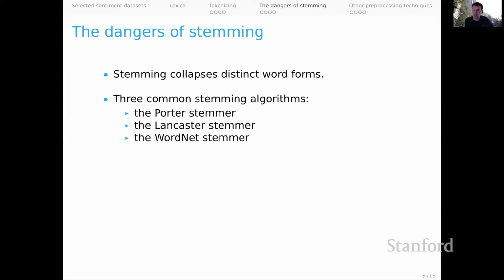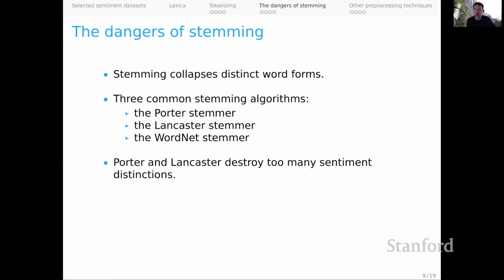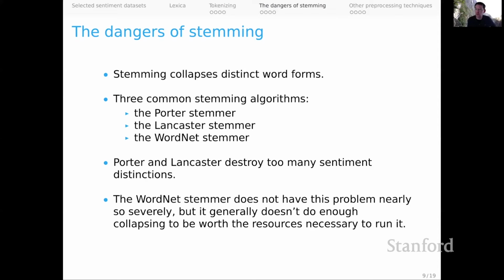And my criticisms are largely leveled at Porter and Lancaster. Here is the bottom line. In doing this kind of stemming, you are apt to destroy many important sentiment distinctions, making this a counterproductive pre-processing step. On the other hand, the WordNet stemmer does not have this problem. It's much more conservative, but it also doesn't really do enough to make it worthwhile. It's kind of costly to run and has some requirements that might make it simply not worth it.